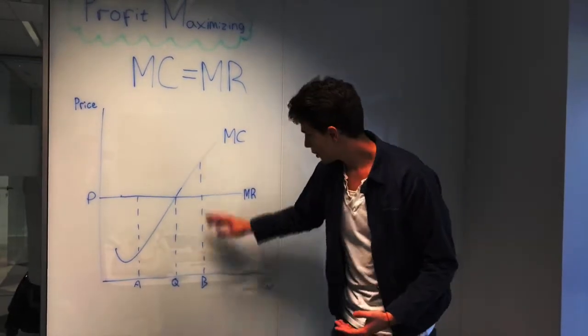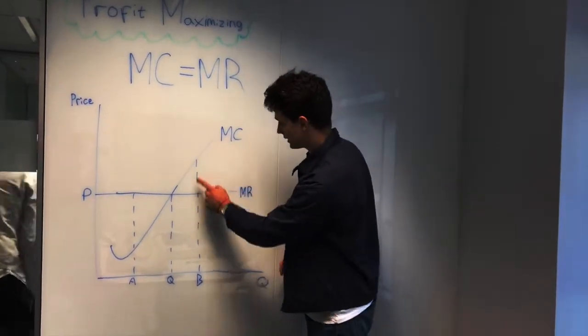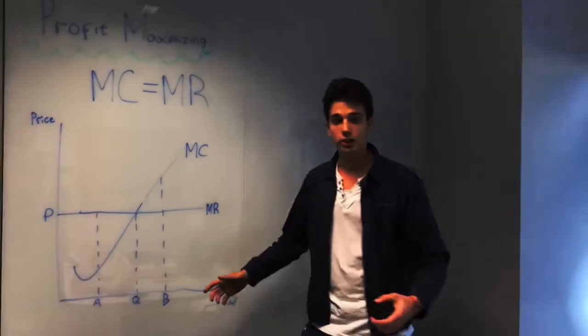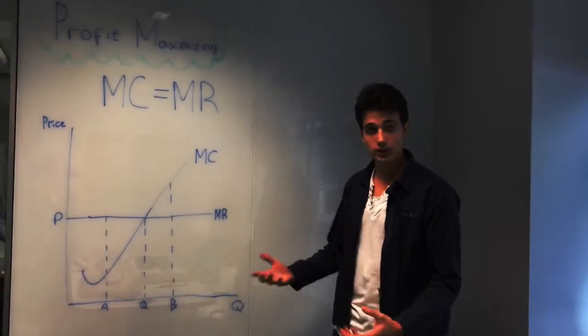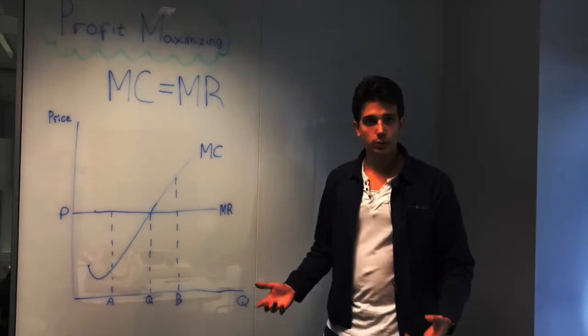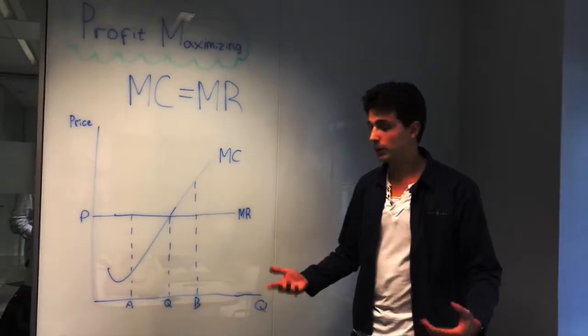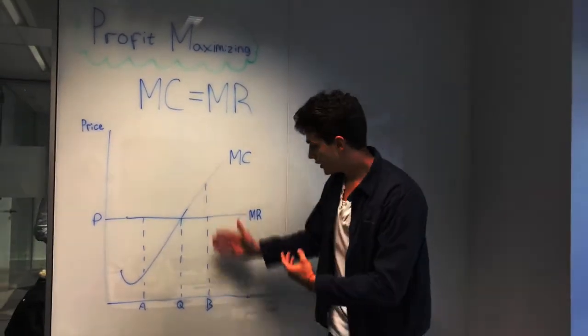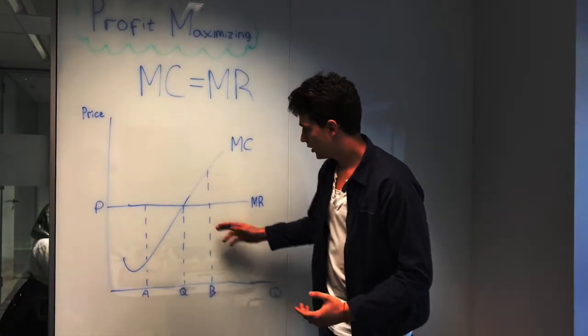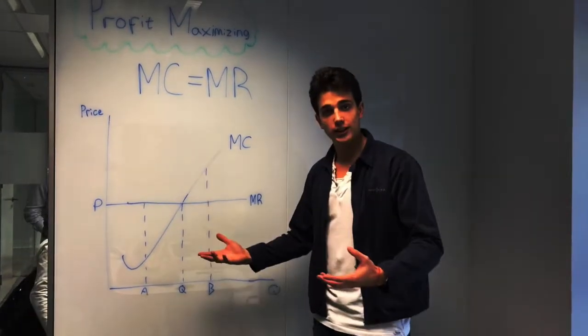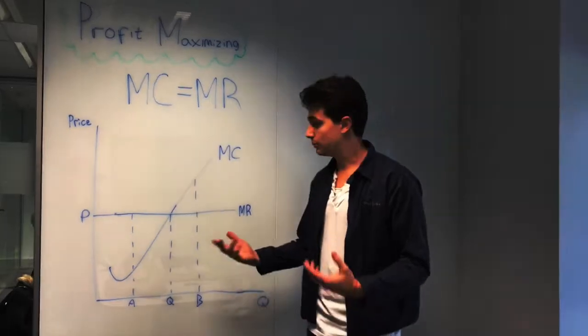Then at point B, let's say we're at this level, we see that MC is above marginal revenue. That means that the company is making losses. Therefore, it is not a level of output that you want to produce because you won't be making profits at all. So the solution to that is to just decrease your output and go to that level, which justifies the reason to operate at this level where MC equals MR.